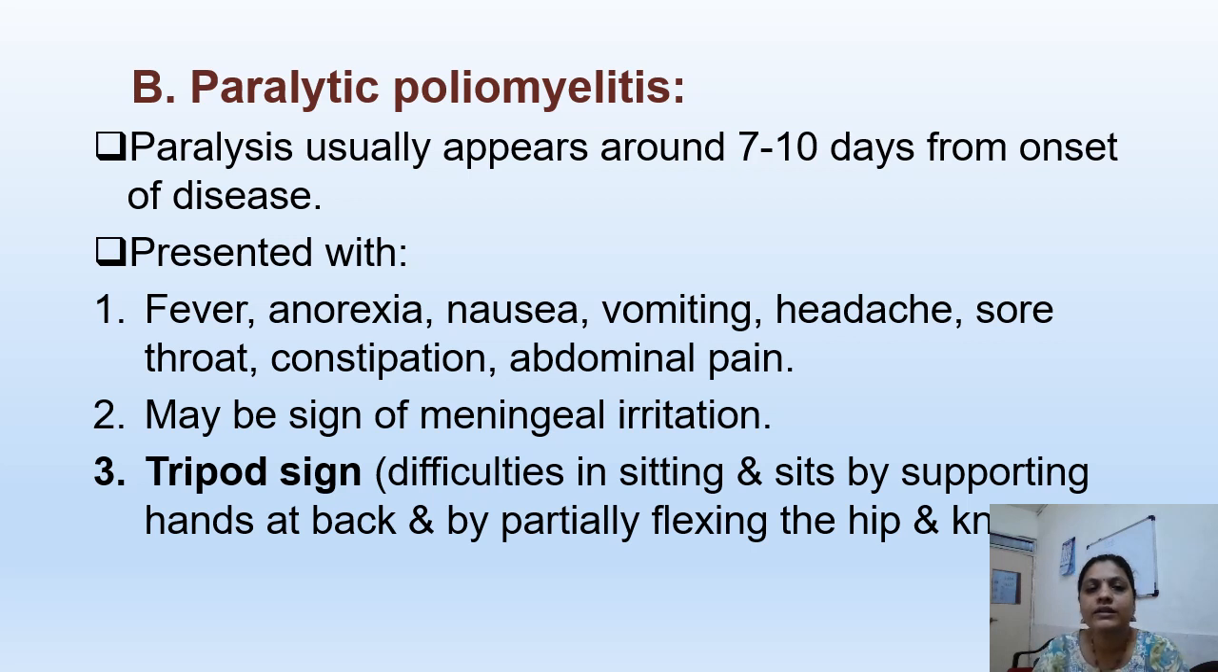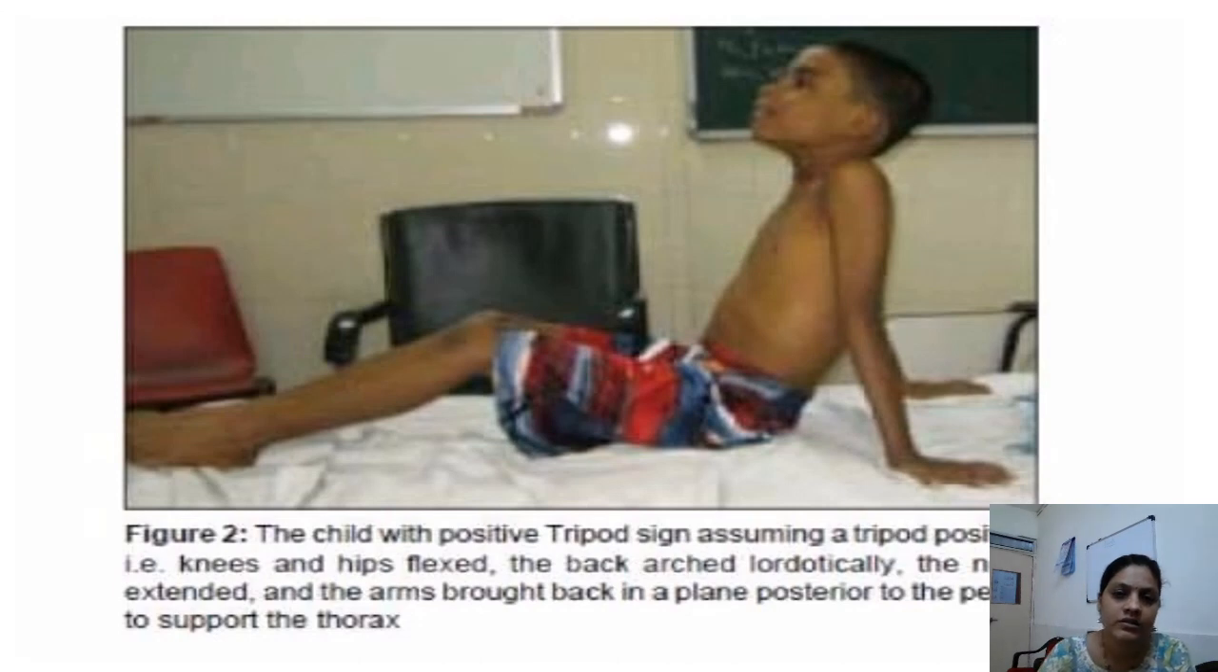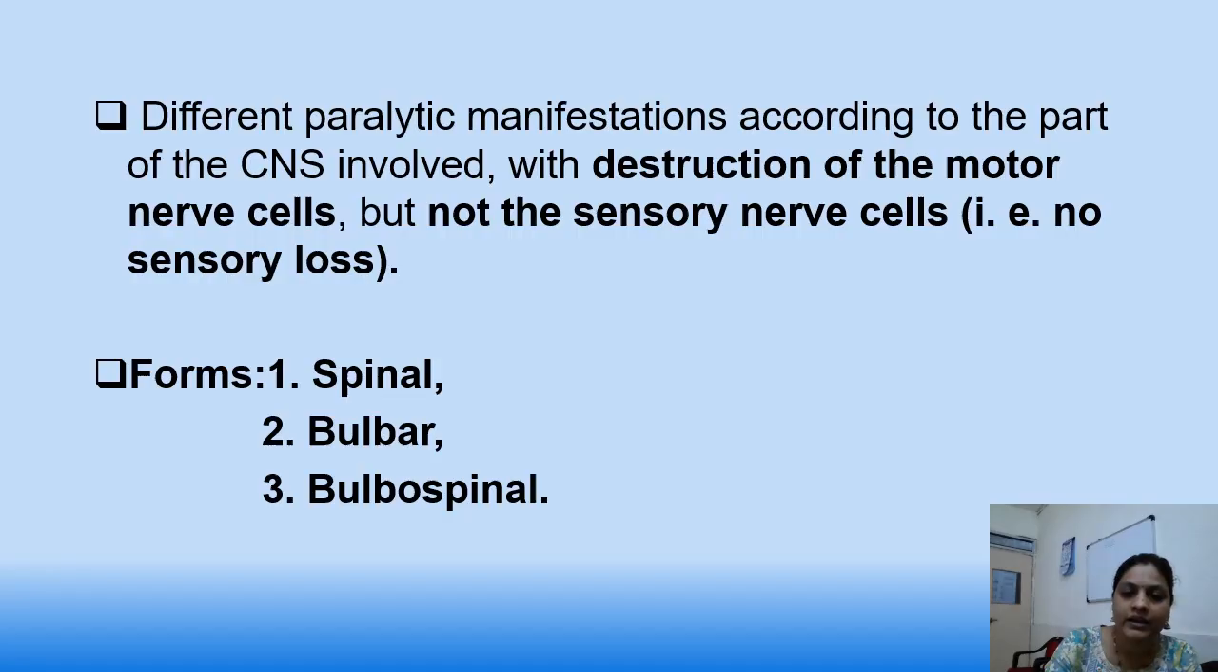Then paralytic poliomyelitis. Paralysis usually appears around 7 to 10 days from the onset of disease, presented with fever, anorexia, nausea, vomiting, headache, sore throat, constipation, abdominal pain. It could be signs of meningeal irritation. Then the patients may show the tripod sign, that is difficulty in sitting, and the patient sits by supporting his hands at the back and by partially flexing the hip and the knees. The tripod sign, and the patient is taking the support of his hands to support his back.